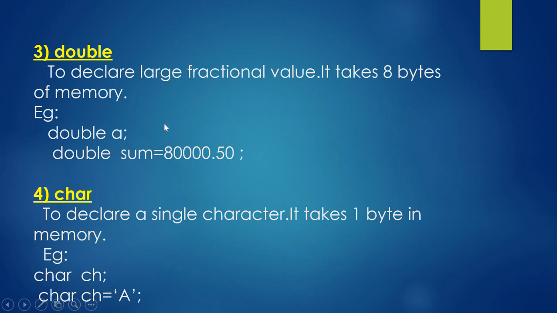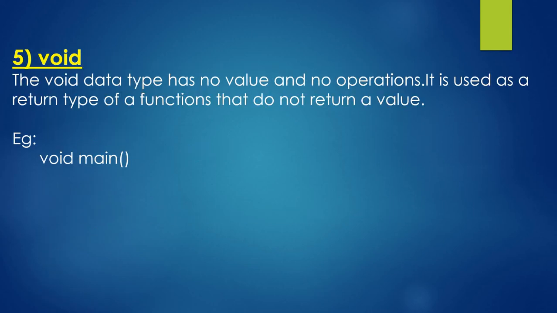Char takes how many bytes? 1 byte. Int takes 2 bytes. Float takes 4 bytes. Double takes 8 bytes in memory. Here float and double are used to store fractional values. Float is for small fractional values. Double is for large fractional values.